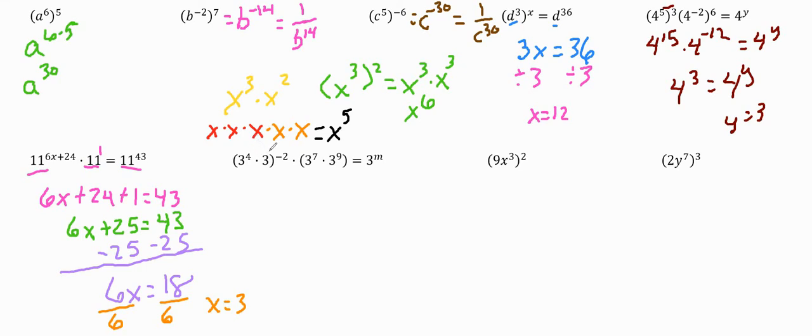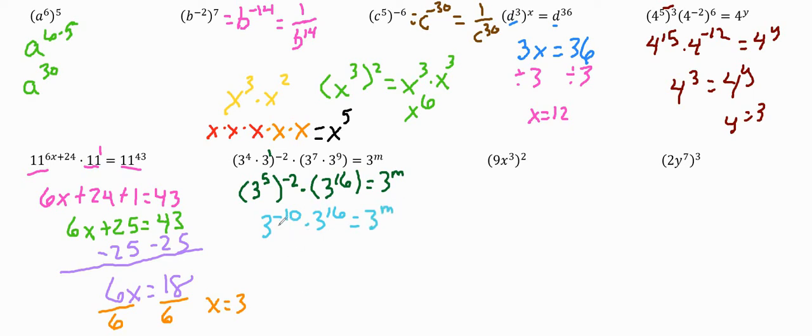Next question, remember there's a little 1 right there, so we're going to work from the inside out, parentheses first. So 3 to the 4th times 3, or 3 to the 1st, we add the exponents, would give us 3 to the 5th. And 3 to the 7th times 3 to the 9th, add the exponents, 7 plus 9 is 16. Power to a power, so 3 to the 5th to the negative 2 would give us negative 10. So we're going to have 3 to the negative 10 times 3 to the 16th equals 3 to the m.